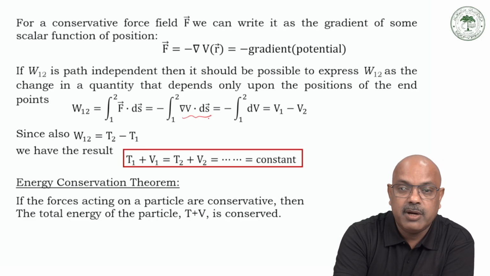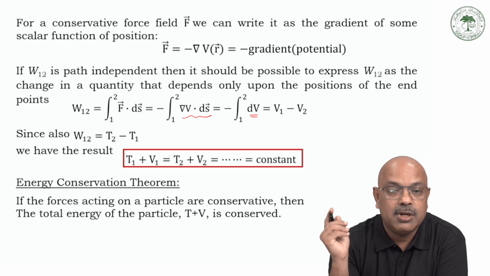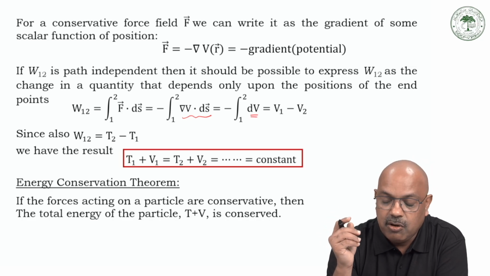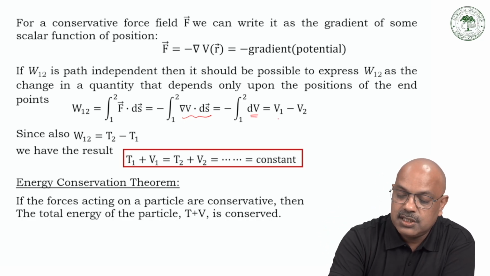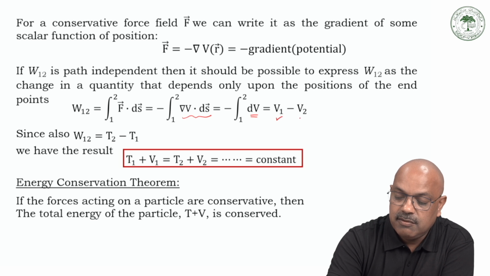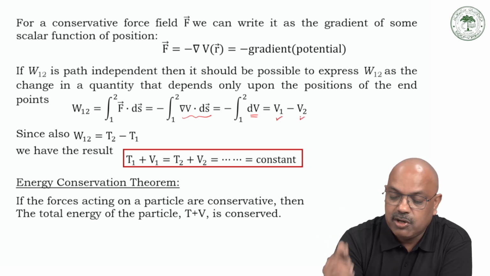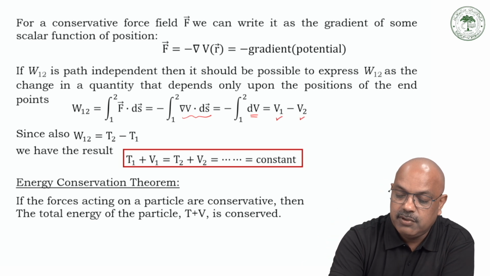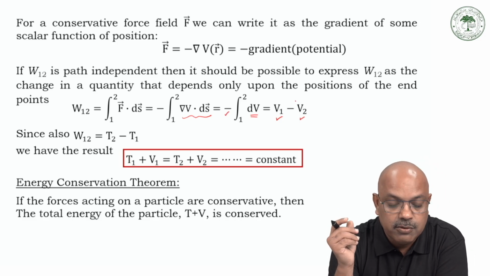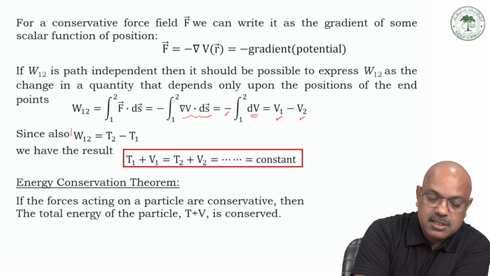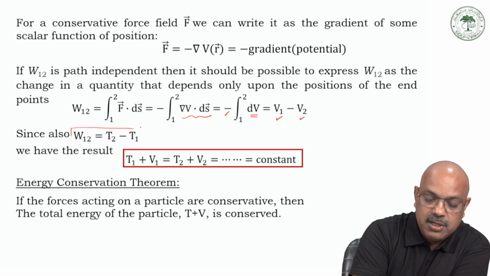So now you can see that this is what dV/ds is written as, the total derivative of the potential. So now it depends upon points 1 and 2. So this is potential V1 minus V2, because it is going to be V2 minus V1, but because of this negative term it's going to be V1 minus V2.